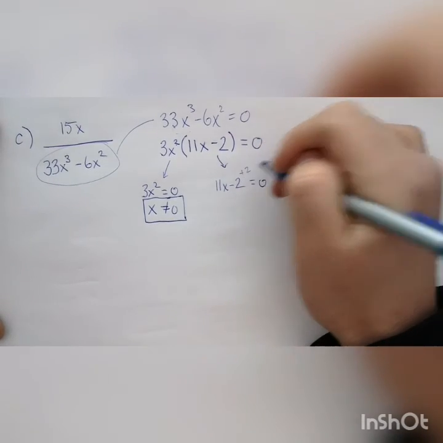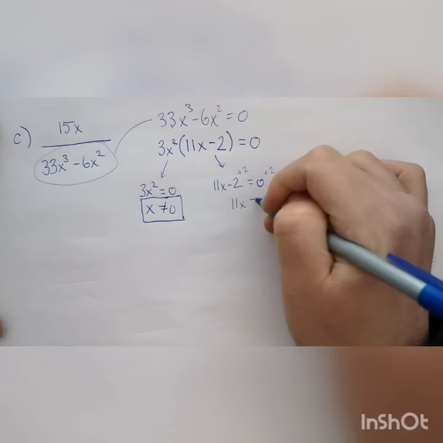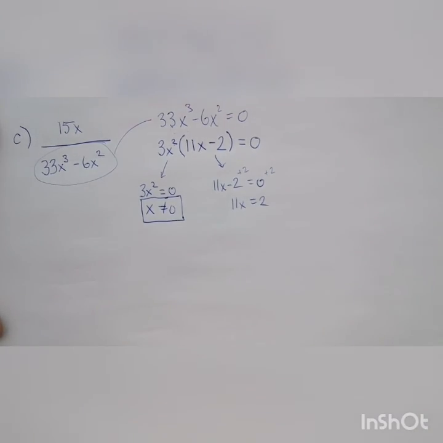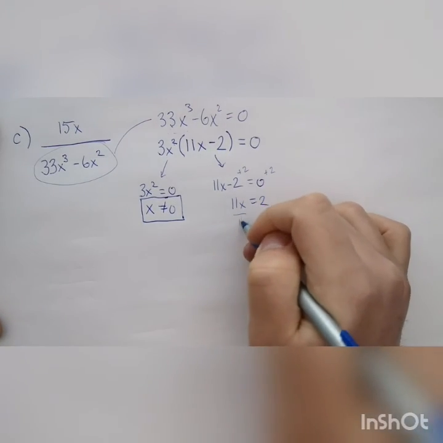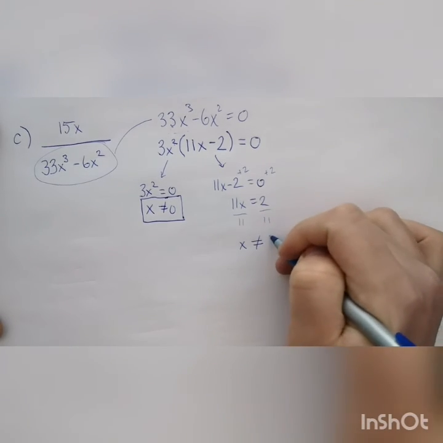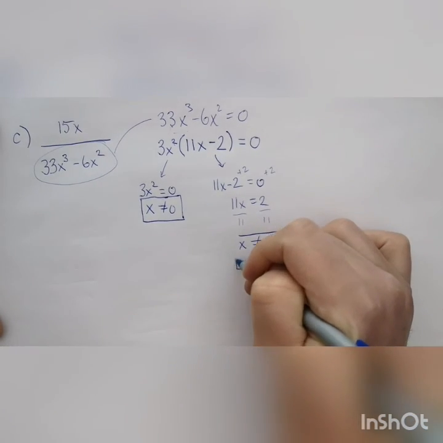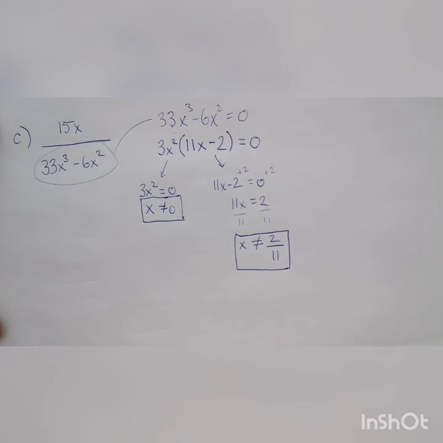Over here, we're isolating x. I'm going to start by adding 2 to both sides. Okay? Then divide both sides by 11. And I recommend you just leave your answer in a fraction. There is absolutely no reason to put that into any kind of decimal. So, these are our two non-permissible values.